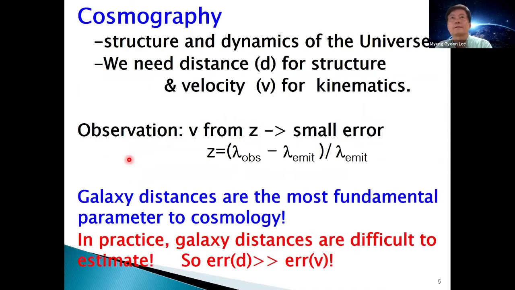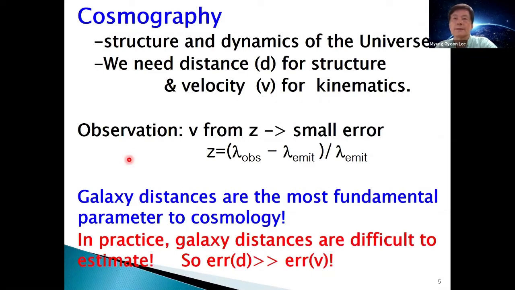Introduction. Cosmography is the study of structure and the kinematics of the universe. For this, we need two parameters. One is distance for looking at structure, and the other one is velocity for kinematics. In observation, it's very easy to get a velocity of a galaxy from the measurement of redshift. So in general, the error for the velocity measurement is very small, almost negligible in cosmology in many cases.